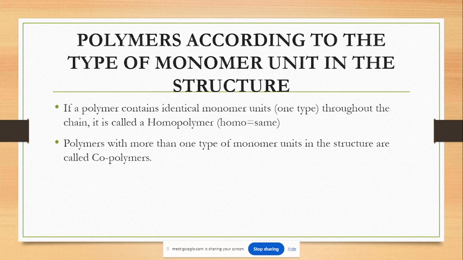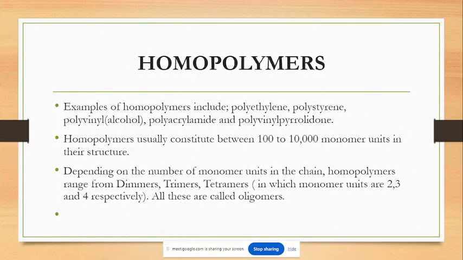That means that there is more than one type of monomer, one or two or three. Okay, so those are the types of the polymers according to the type of the monomer unit that is present in the structure. Now let us start with homopolymers. Let us discuss the homopolymers in detail. Examples of homopolymers include polyethylene, polystyrene, polyvinyl alcohol, polyacrylamide, and then polyvinyl pyrrolidone.